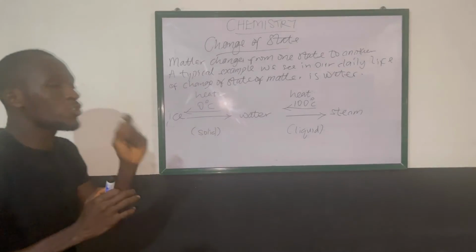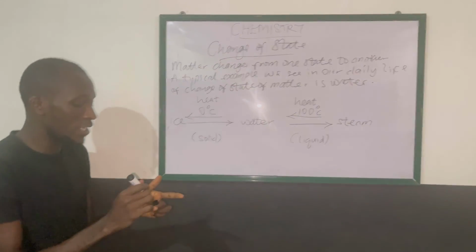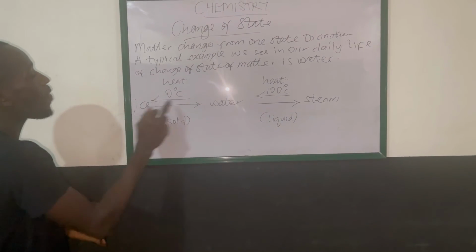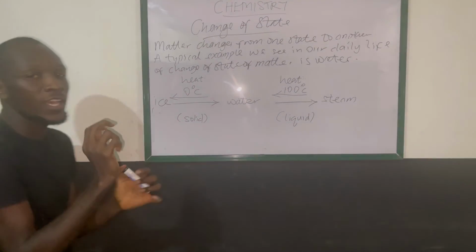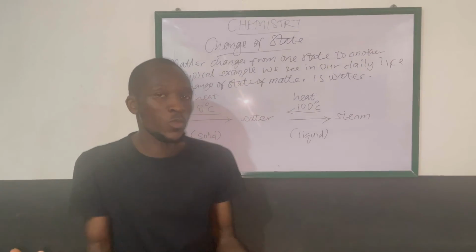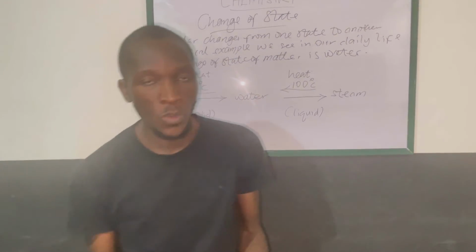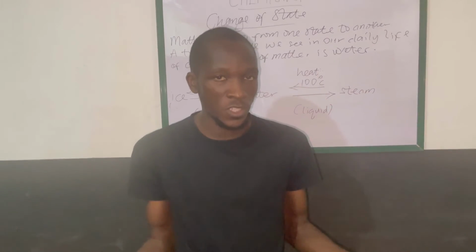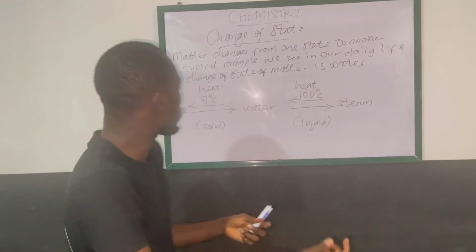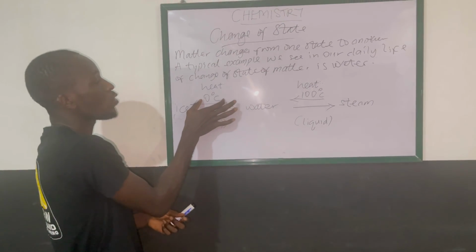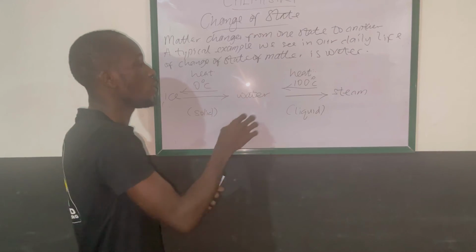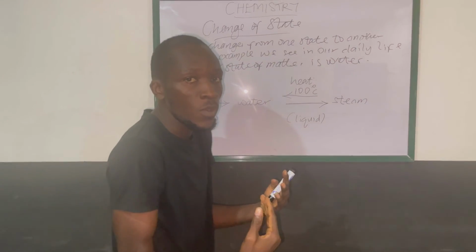Look at this drawing. What this is just trying to tell us is that you see, ice to water. For water to change to ice, you have to have a temperature of 0 degrees Celsius. Just like if you have water and you want it to freeze, you put it inside your refrigerator for it to change to ice. It will change under this temperature, which is 100 degrees Celsius, but for your water, you want to heat it up.